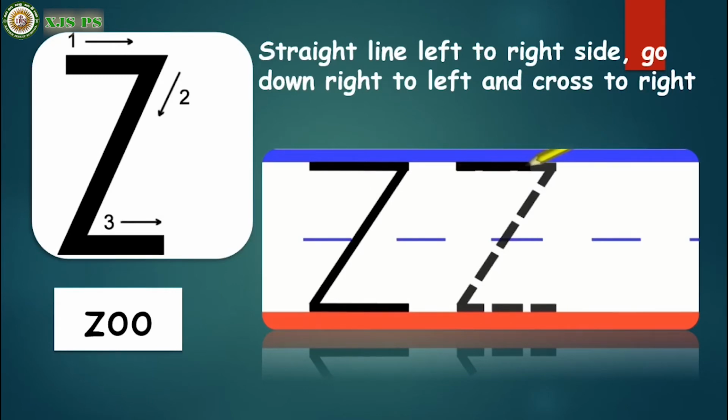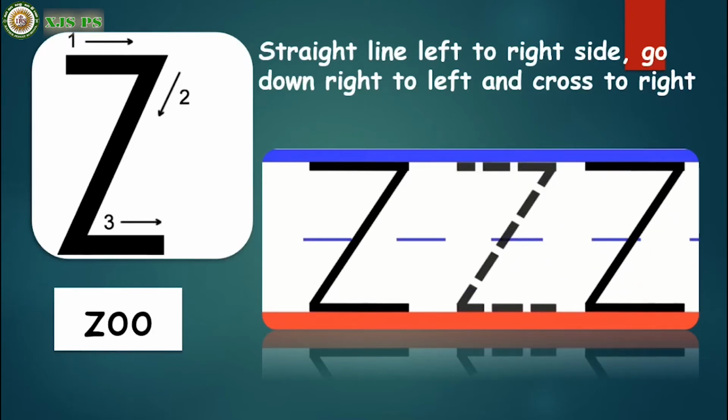First, second, third. Okay, the last time, everyone, write letter Z in the air. First, second, third. Okay, very good. So, what letter is it, everyone? Yes, uppercase letter Z. Very good. Let's move to the next letter.